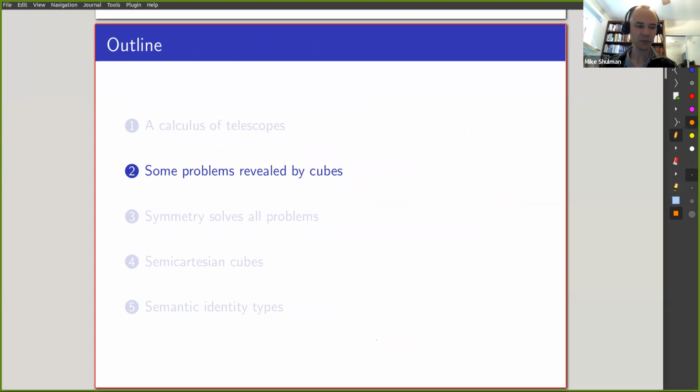Okay. So that's my review of the theory that we had last time, expressed in terms of these telescope calculus.